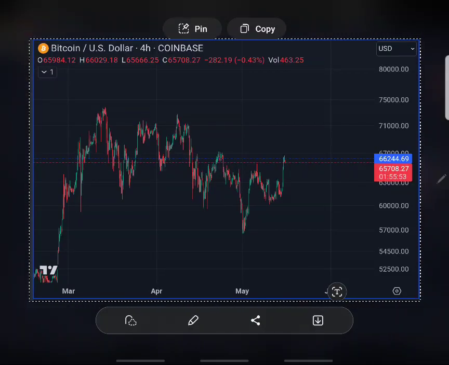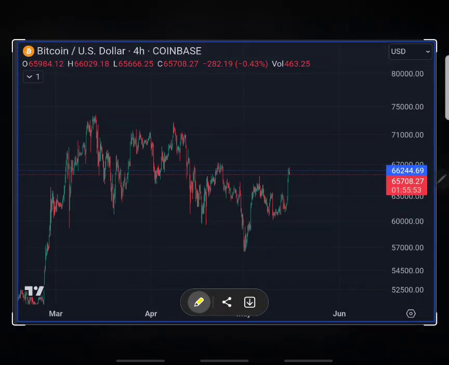And on the 4-hour chart, you can see where the candles are and where the liquidity is. You can see we just took all this liquidity here. We do have a series of higher highs and higher lows on a 4-hour, and that would be invalidated with a close below 60,000.